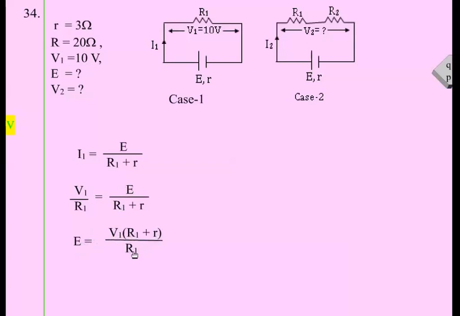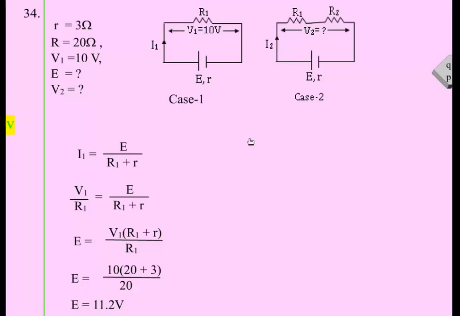So V1 by R1 equals E over R1 plus r. We need E, so cross multiplying, we get E is equal to V1 into R1 plus r, divided by R1. Substitute for V1 as 10, for R1 as 20, for small r as 3, and again 20. This can be calculated using a simple calculator. E is equal to 11.5 volt. The unit of EMF is volt.